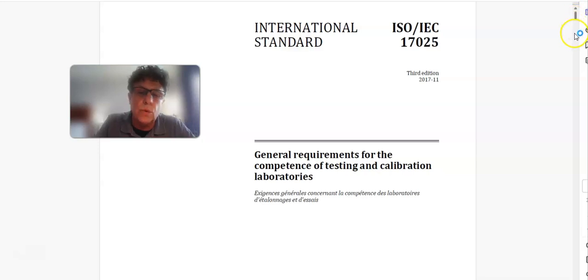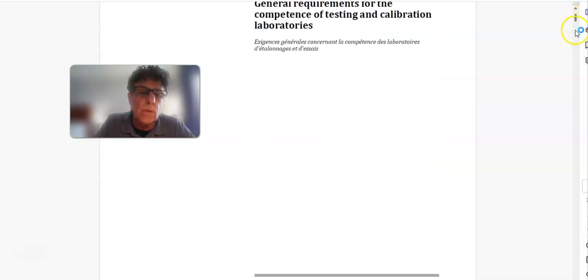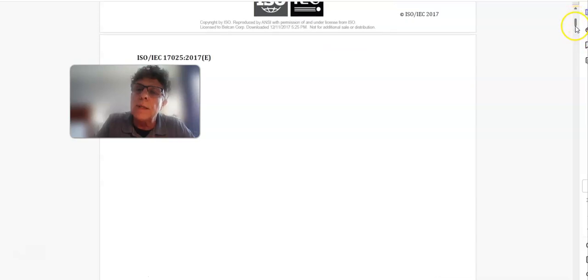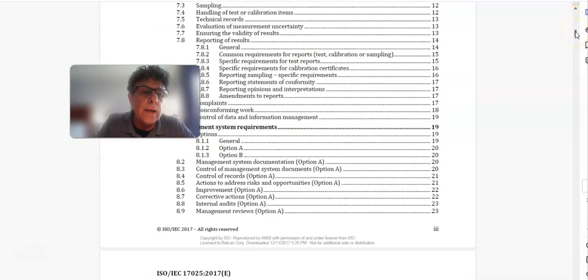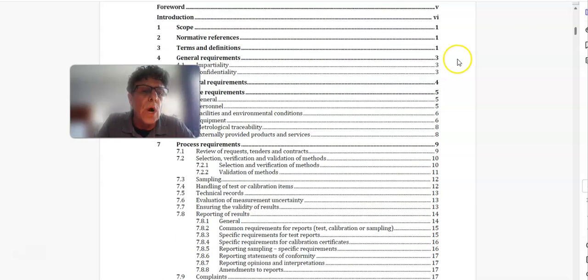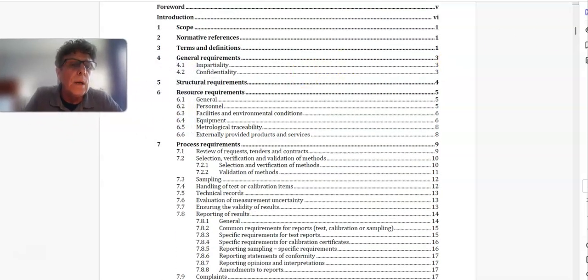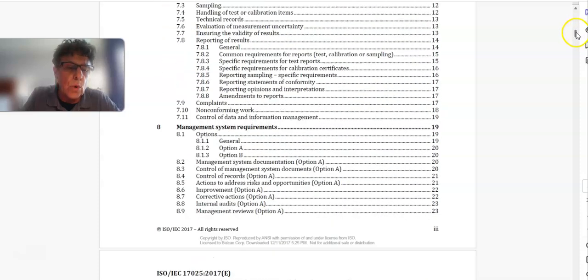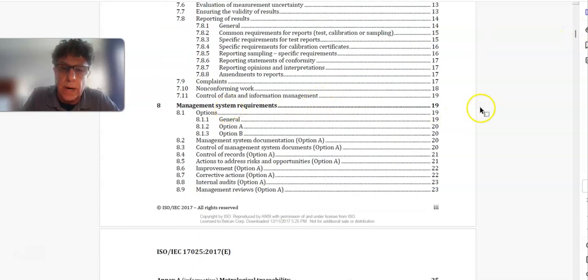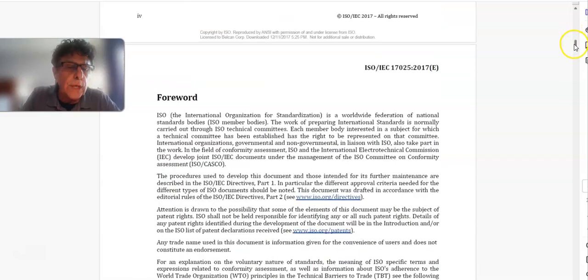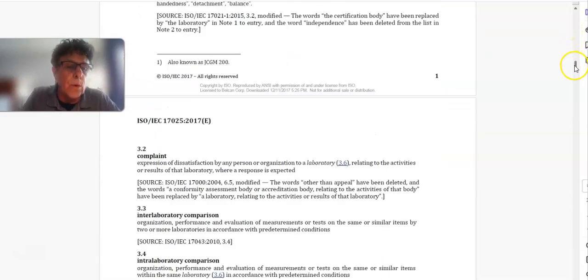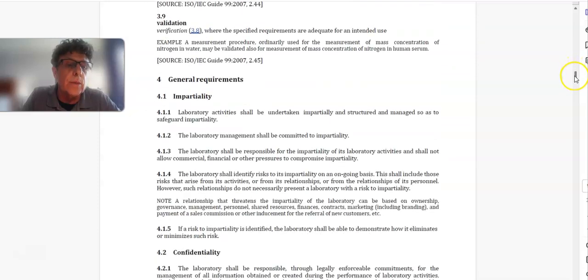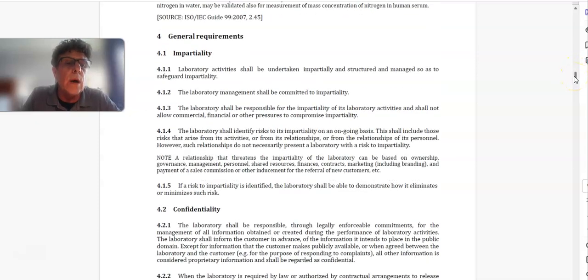If you go down to the table of contents, you'll see this structure even there: general requirements, structural requirements, resource requirements, process requirements, and then if you scroll down to section 8, management system requirements. If you go to section 4, which is the first set of requirements, the general requirements, you'll see that these are broken down into impartiality and confidentiality.